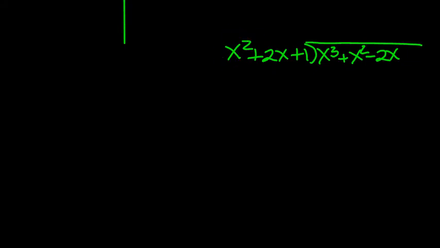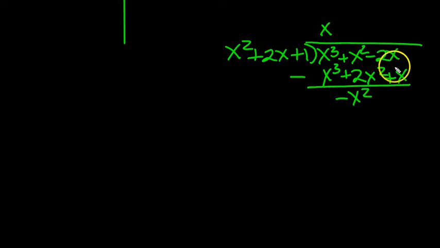So the dominant term is x squared here, and we're asking how many of those go into x cubed. It goes in x number of times. Multiply through: x cubed plus 2x squared plus x. Take them away and see what's left. This cancels. x squared take 2x squared is minus x squared. Then we've got minus 2x take another x is minus 3x.